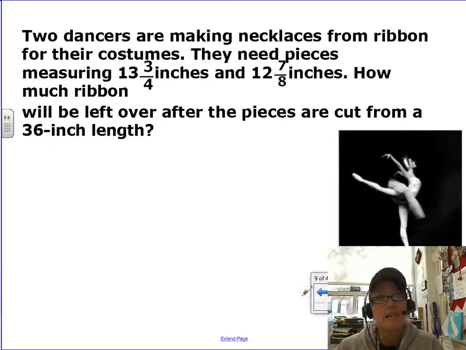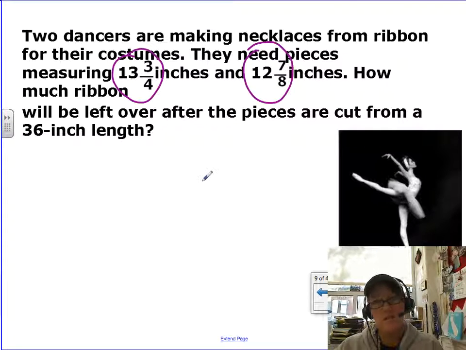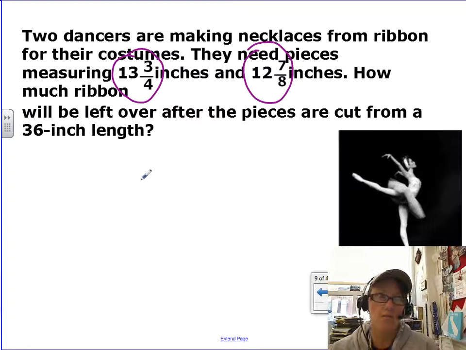Sweet. Last one. Here's a word problem. Don't let that freak you out. Simply decipher what it's asking you to do. So read through it. 2 dancers are making necklaces from ribbon for their costumes. They need pieces measuring 13 3/4 inches. I'm going to circle that. And 12 7/8 inches. How much ribbon will be left over after the pieces are cut from a 36-inch length of ribbon?